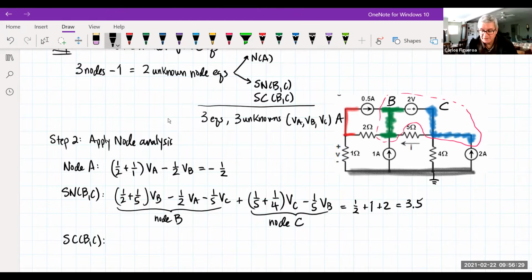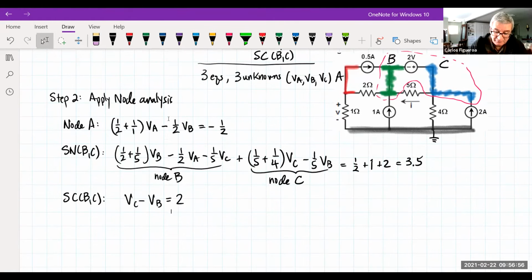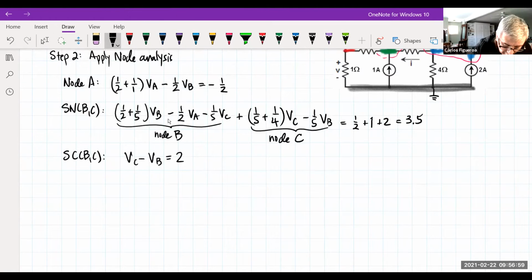And if I apply the supercondition, I then focus on the relationship between node B and C. You could see that C is at a higher potential than B, so therefore this should be what? VC minus VB, and what's the voltage? 2. So now I have all of my node equations. So now what am I going to do? I'm going to write this as a system of equations now.